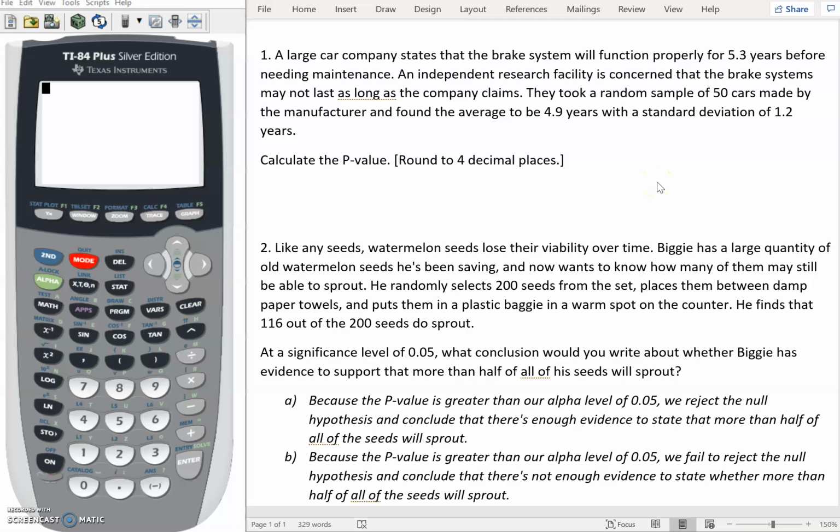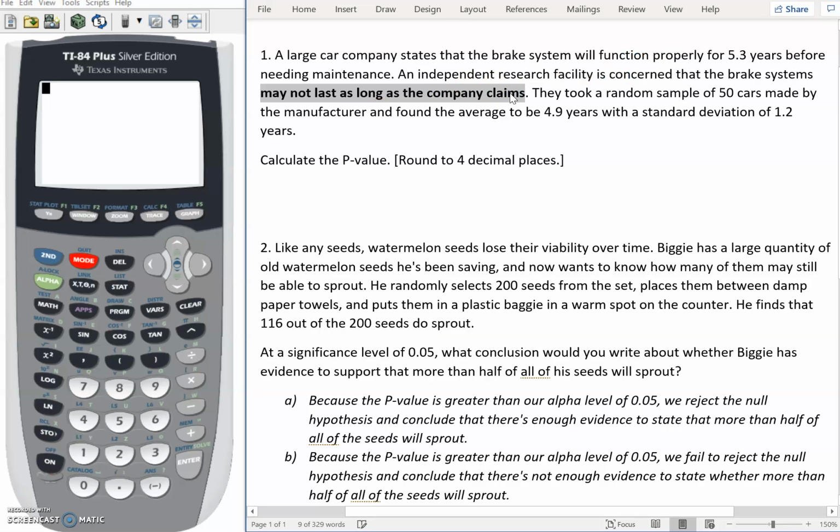Anytime we have some claimed value, that's the null for our null hypothesis. We know that this is also going to be about means because we're talking about averages here, right? 5.3 could not be a proportion, it's greater than one. So anyway, we've got this research facility that thinks the brake system may not last as long. And I think this is maybe where some folks got caught up. This is what tells us that we have a one-sided hypothesis test instead of a two-sided, right?